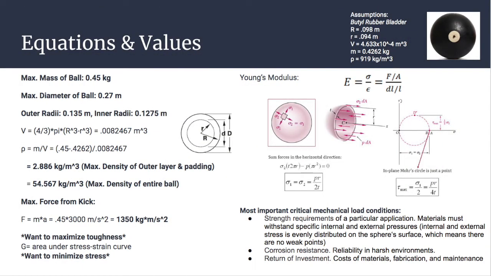Here are our equations and values for the project. Since the soccer ball is a pressure vessel with air on the inside, we decided to use the inner and outer radii to find the volume and then use that value to find the density of the ball. We also assumed that the inner bladder of the soccer ball is a butyl rubber bladder and also calculated the density of the entire ball and the density of the ball without the bladder on the inside. We also calculated the maximum force from the kick. We want to maximize the toughness and minimize the stress.